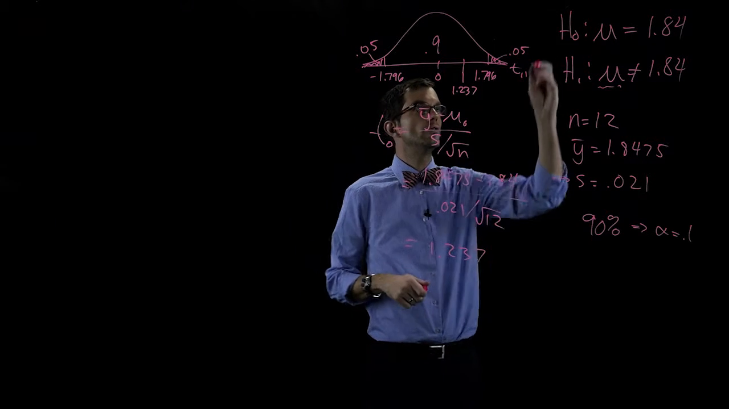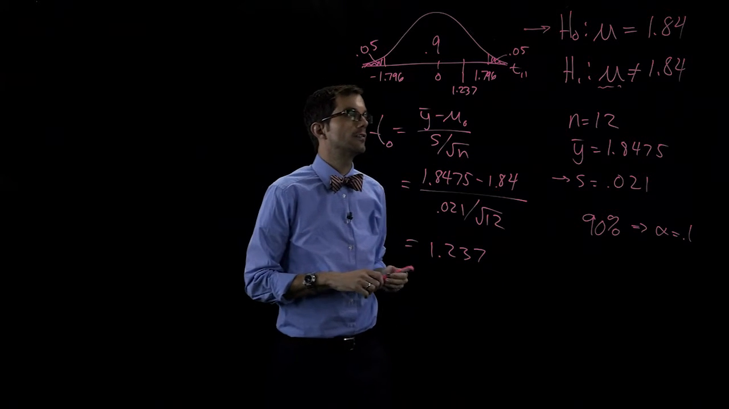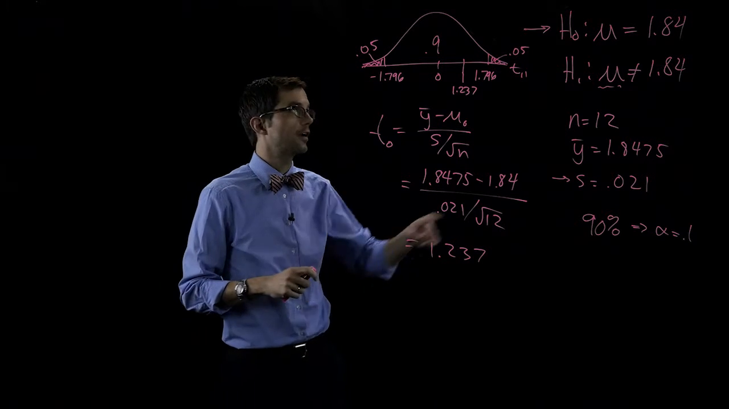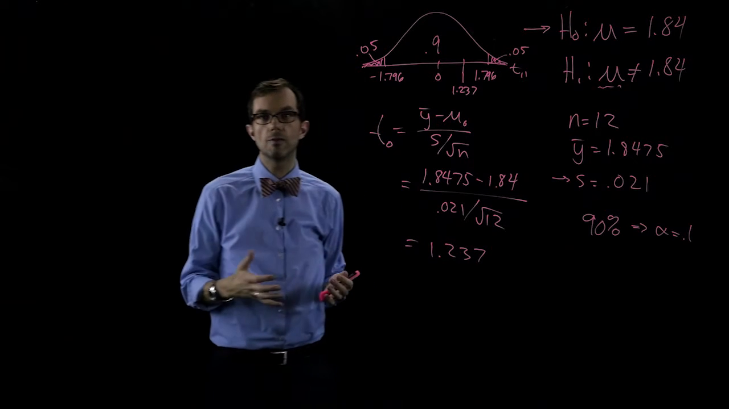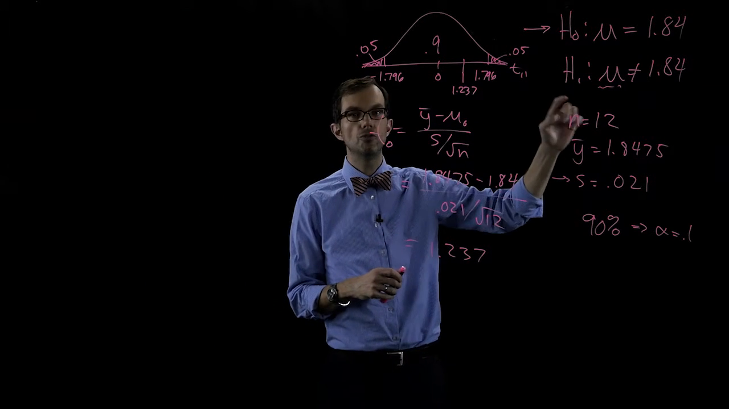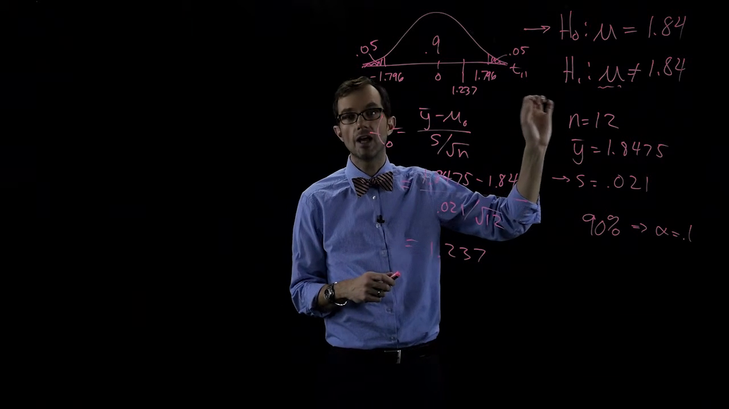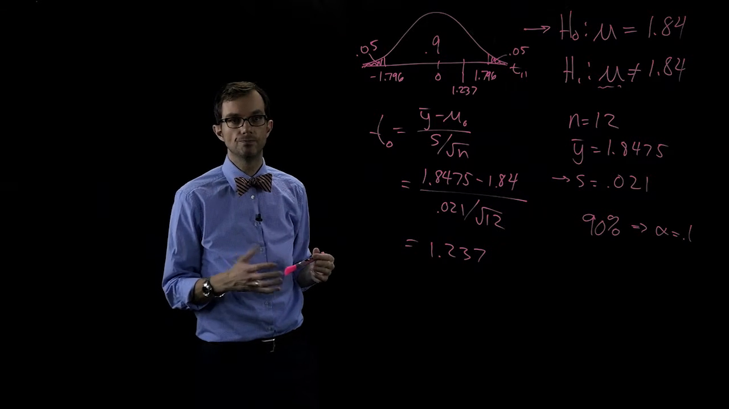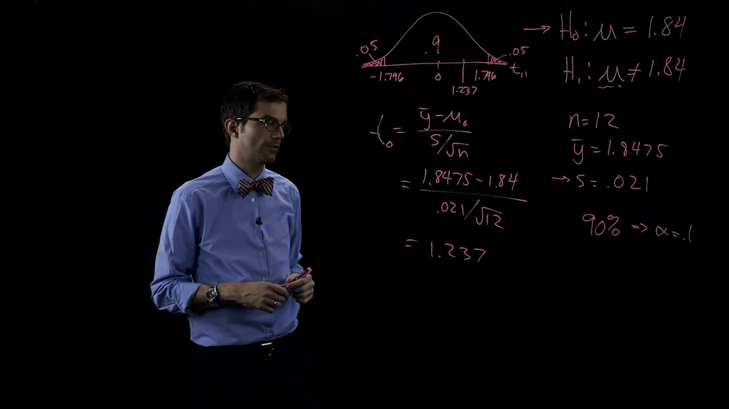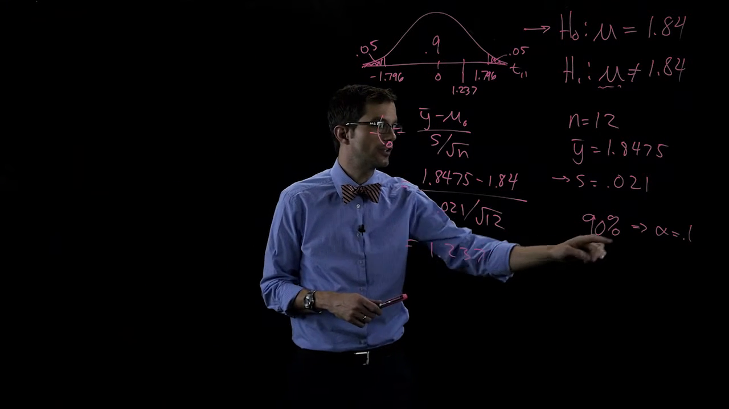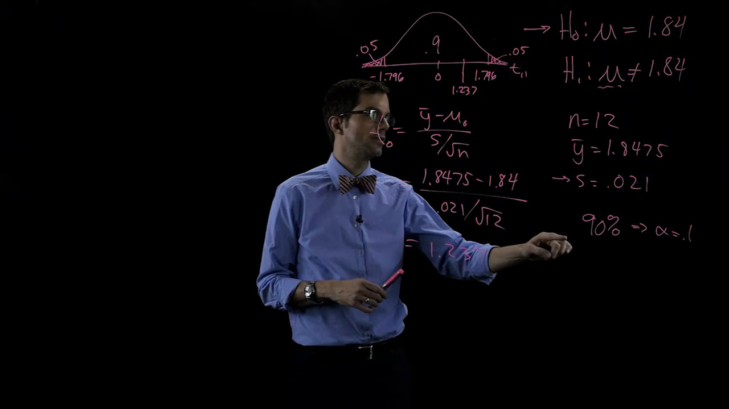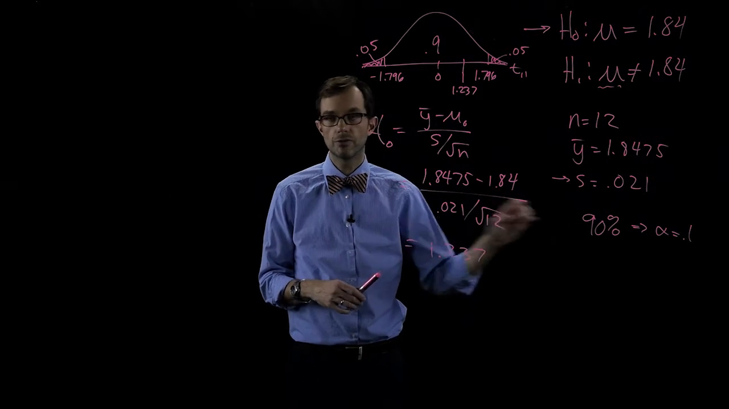We're going to conclude that the mean diameter of the holes that are produced by this hole punch is indeed 1.84 centimeters. We have no reason to believe that the hole punch is producing holes that are something other than 1.84 centimeters. And that conclusion is being drawn with 90% confidence. It's very important that we state our conclusions with respect to confidence.